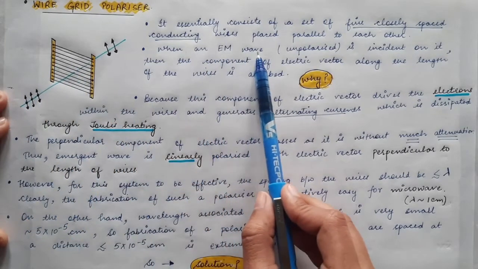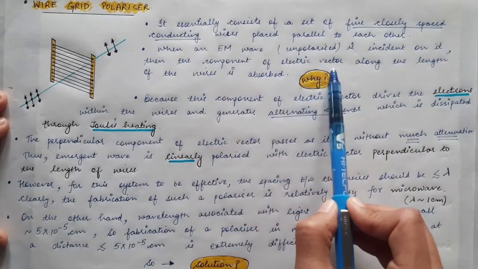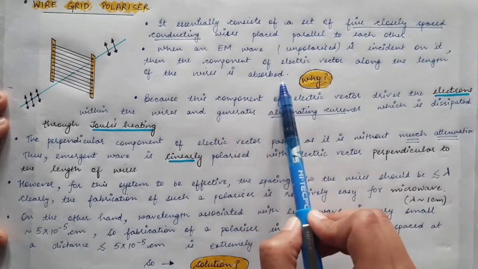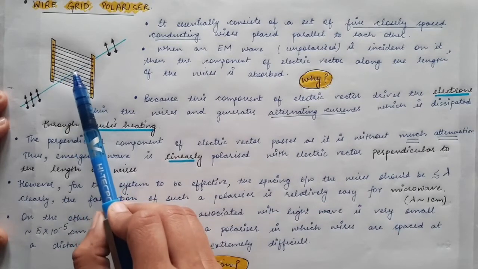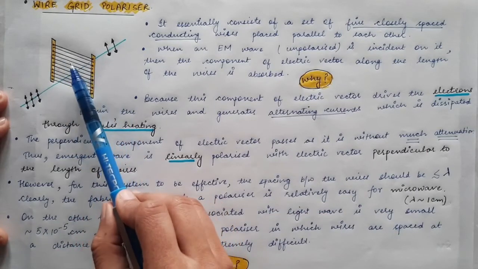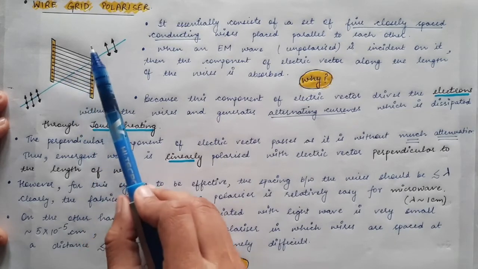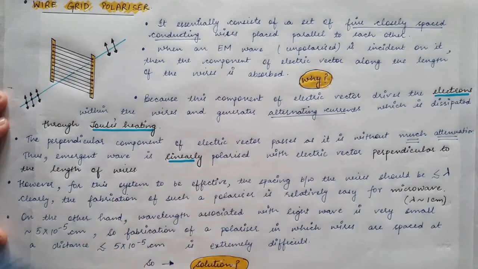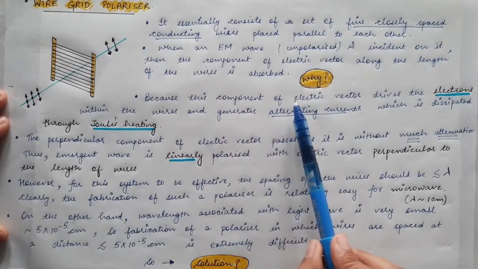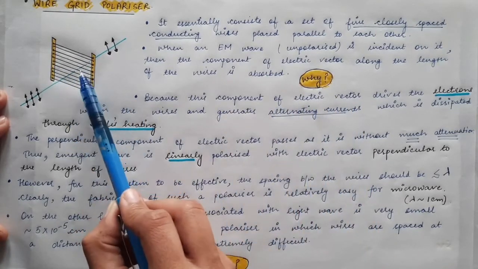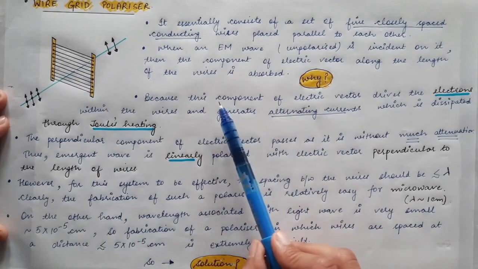So when an EM wave, that is unpolarized light, is incident on it, the component of the electric vector along the length of the wires is absorbed, whereas the electric vector which is perpendicular to the wires easily passes through the wire grid polarizer. So why does this happen? The electric vector component which is parallel to the wires gets absorbed. So why does this get absorbed?